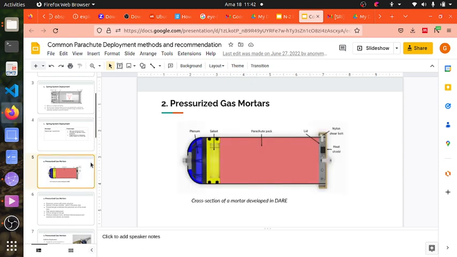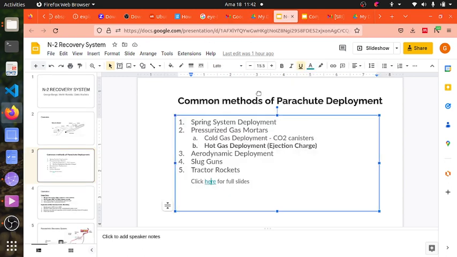And then by far the most used method of parachute deployment is pressurized gas motors, and particularly the hot gas deployment, also called the ejection charge deployment, and some call it pyrotechnic deployment. So hot gas deployment is what we use in Nakuja. We will get to it in a moment.